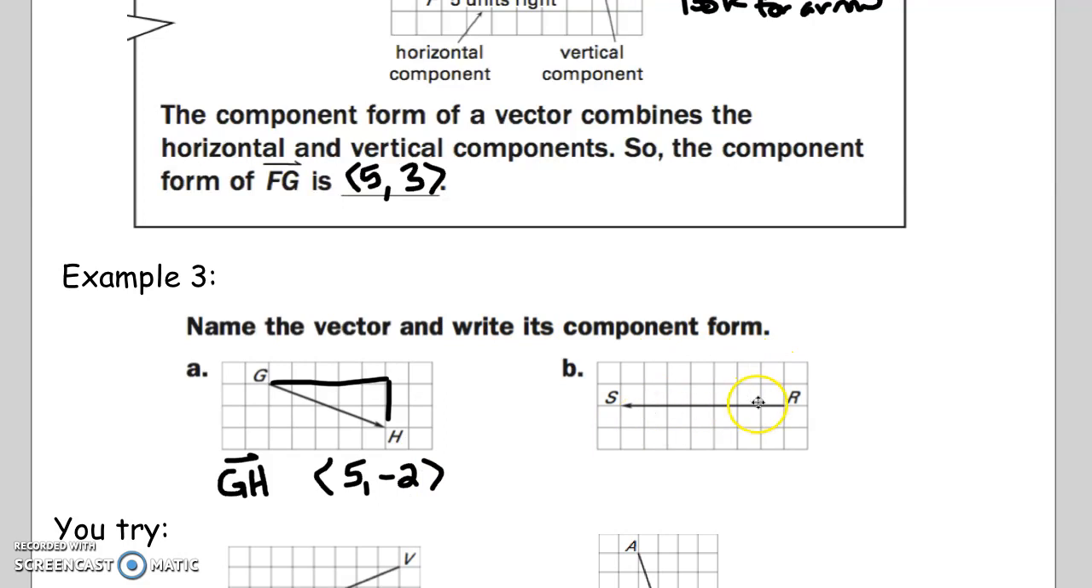All right, now this one, I want you to be careful here. We start at R and we end at S, so it's called RS. So that's our vector. And the component form for this, from R to S, we went 1, 2, 3, 4, 5, 6, 7 units back. So that means it's going to be a -7. And then because there's no vertical component, we just put a 0 there. Okay.